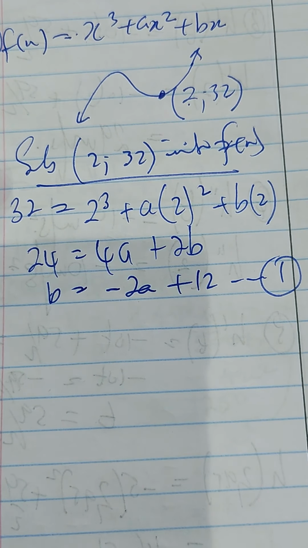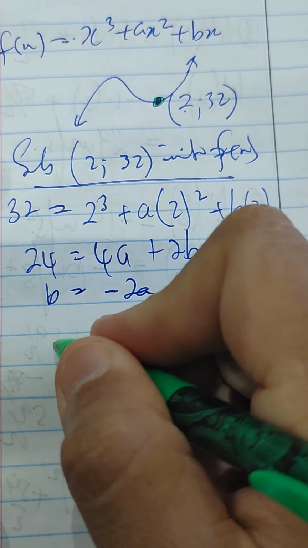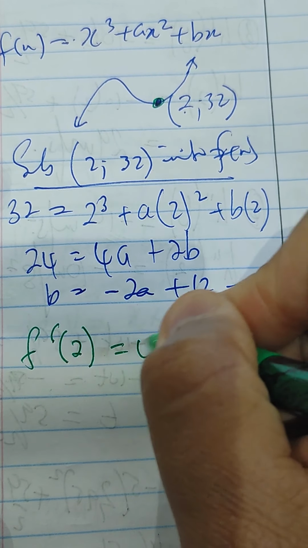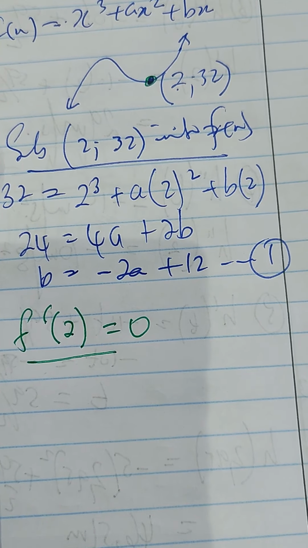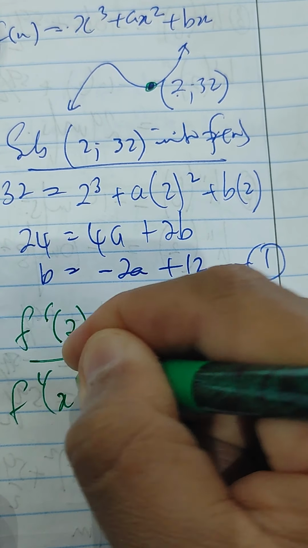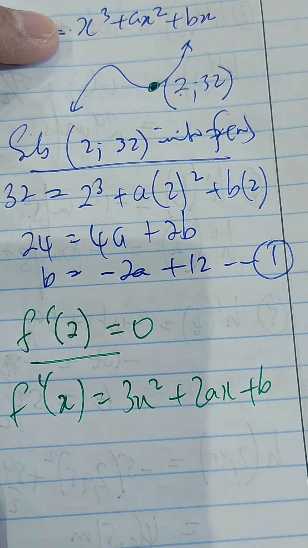Then we said for the turning point or the stationary point, we know that at its stationary point f prime of 2 is equal to 0. So this is a turning point. So what we do is we apply our derivative. So f prime x is equal to 3x squared plus 2ax plus b.